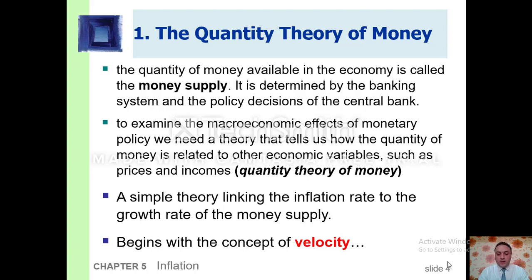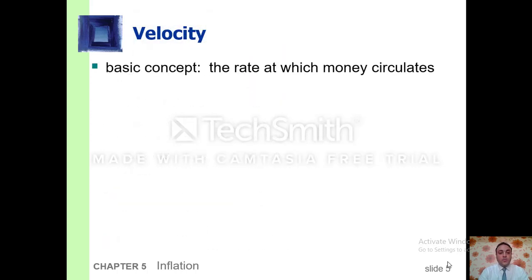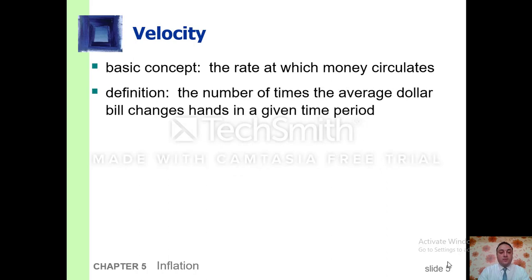We'll talk about them now, but let's first talk about the concept of velocity. Maybe it's a new one. The basic concept of velocity is the rate at which money circulates. We define it as the number of times the average dollar bill, the currency, the banknote, changes hands, goes from hand to hand, in a given period of time, let's say in a year.